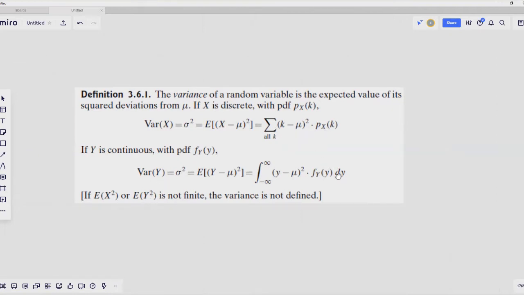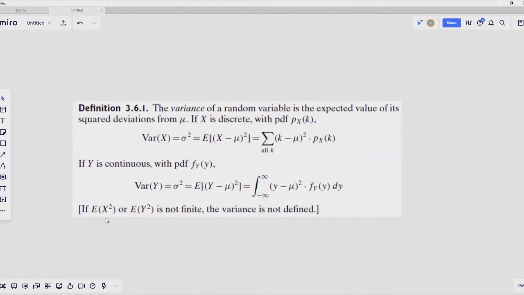Since we are working with sums or with infinite integrals over here, we need those sums and integrals to be convergent for the value of variance to be defined. Then we require that the expected value of random variable x squared and the expected value of random variable y squared should be finite for the variances to be defined. Why we need exactly the expected value of the squared random variable to be finite will be clear in a moment.